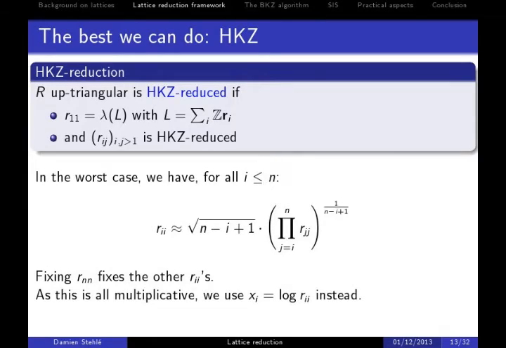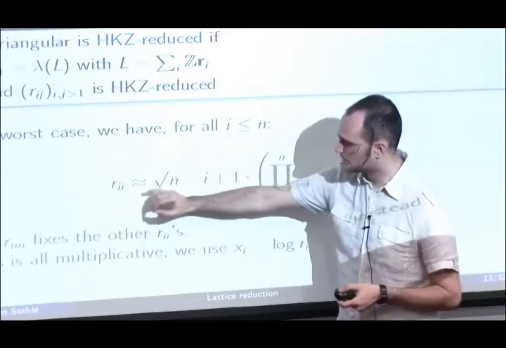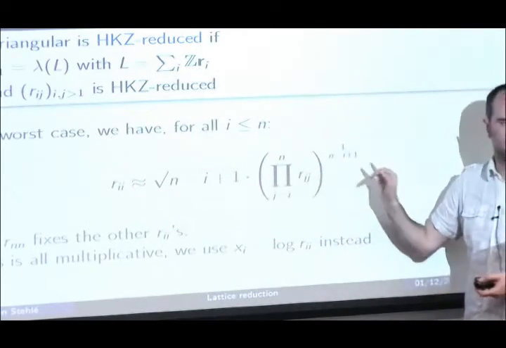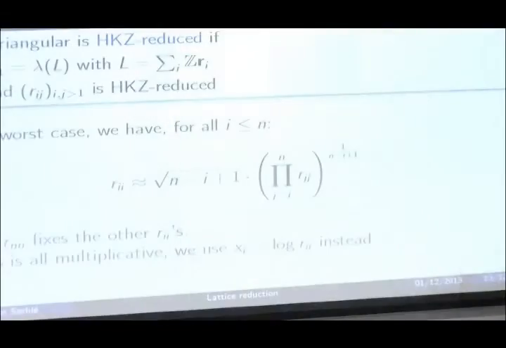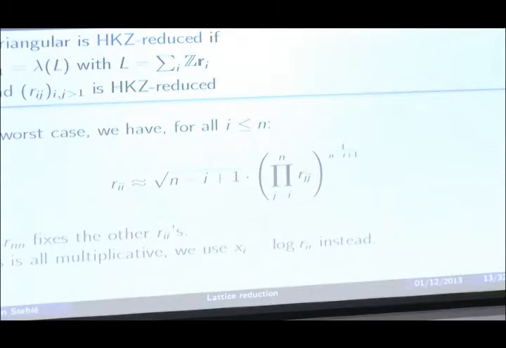So for R11, the least small you can get for R11 is square root n times the determinant to the 1 over n, because there is Minkowski's theorem. Minkowski's theorem tells you that lambda 1 is always smaller than root n times the nth root of the determinant. So similarly for Rii, the least small you can get is Minkowski's theorem applied to the corresponding lattice.